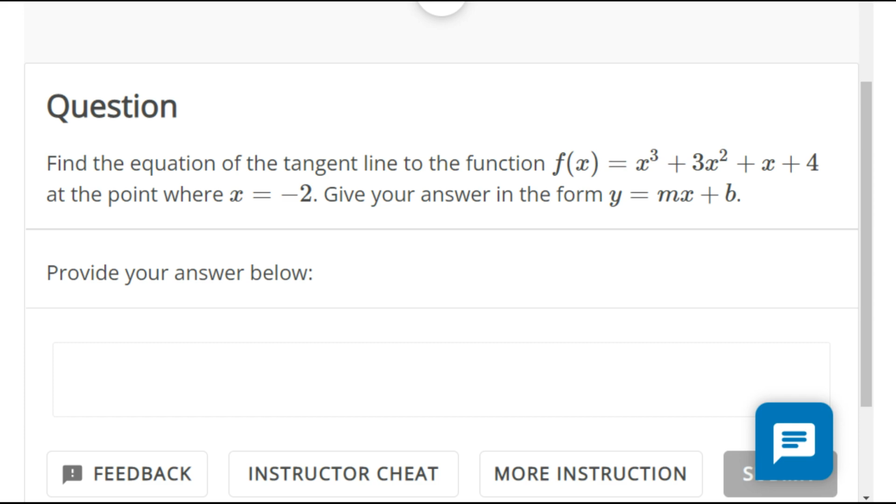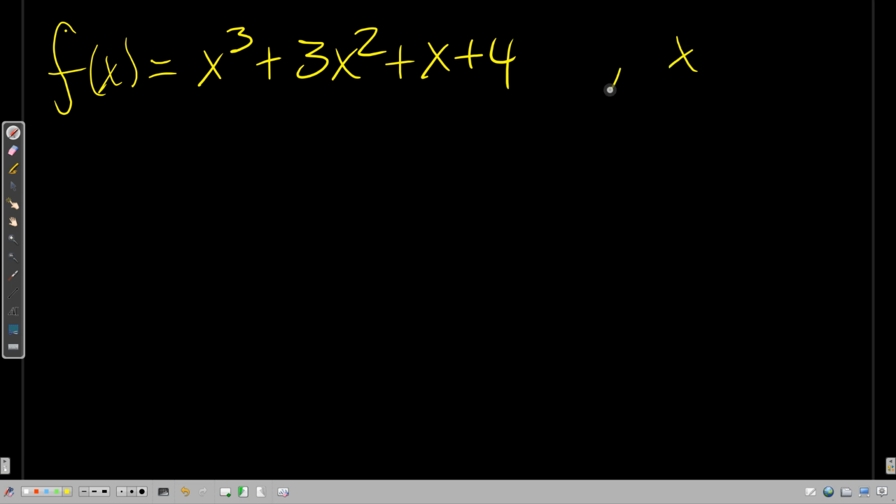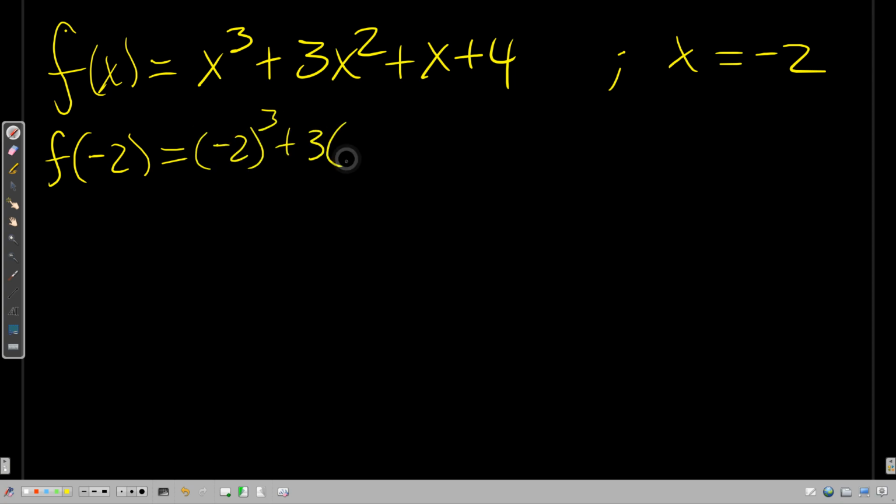Find the equation of the tangent line to this function when x is minus 2. Okie dokie. f of x is x cubed plus 3x squared plus x plus 4. And they're curious about when x is minus 2. So at some point I'm going to need f of minus 2. Let me just get it now. That will be minus 2 quantity cubed plus 3 times minus 2 quantity squared minus 2 plus 4.